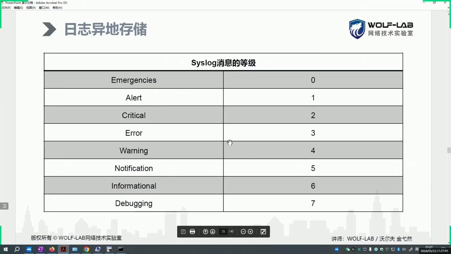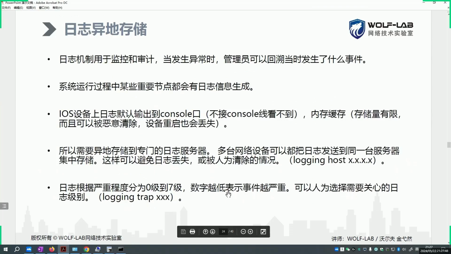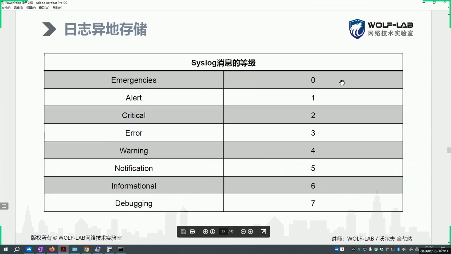Logs are graded by severity from 0 to 7, with lower numbers indicating higher severity. For us, a lower number means a more severe event. They are tiered, with level 0 being the system is down, right? Level 1 is critical. Level 2 is alert. Level 3 is errors. Level 4 is warning. Level 5 is notification. Level 6 is informational. Level 7 is debugging. The lower the number, the more serious it is.